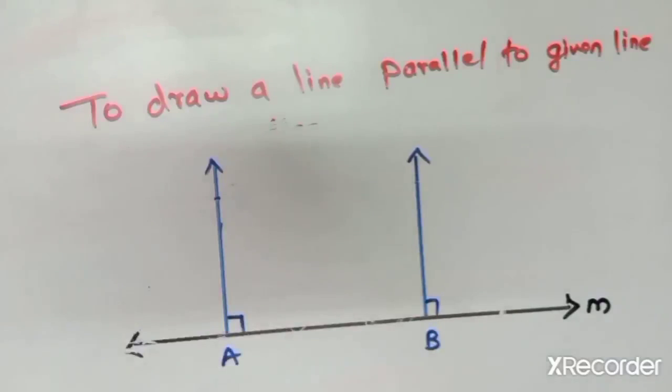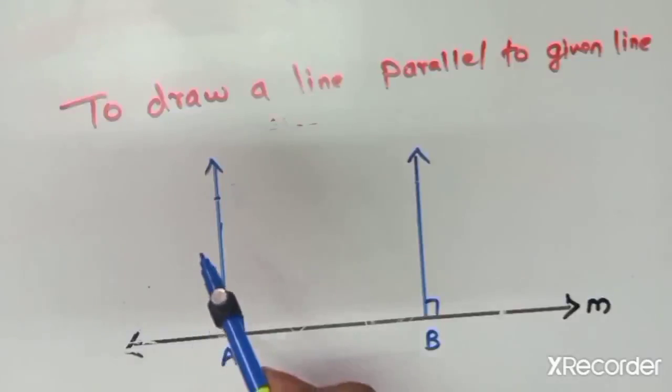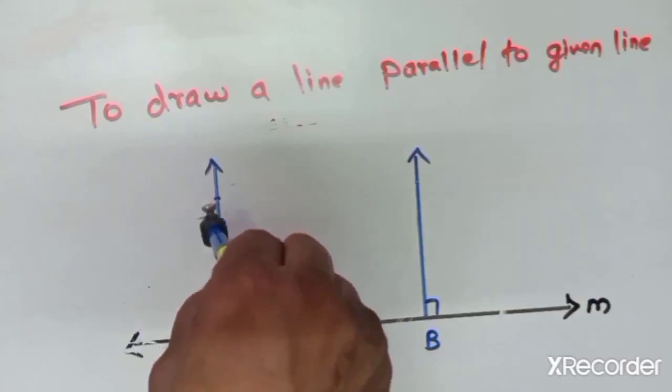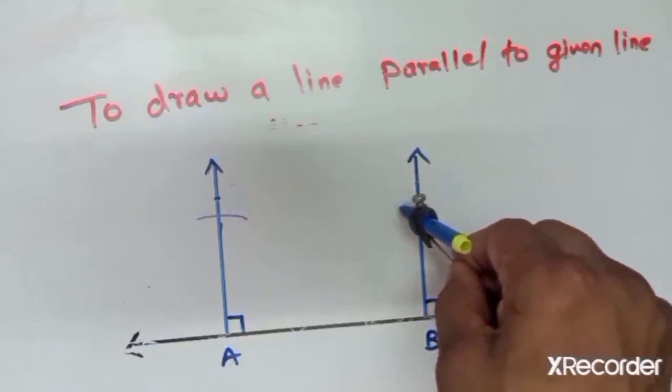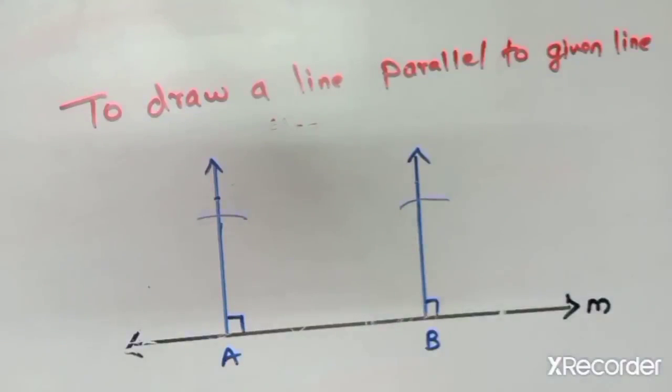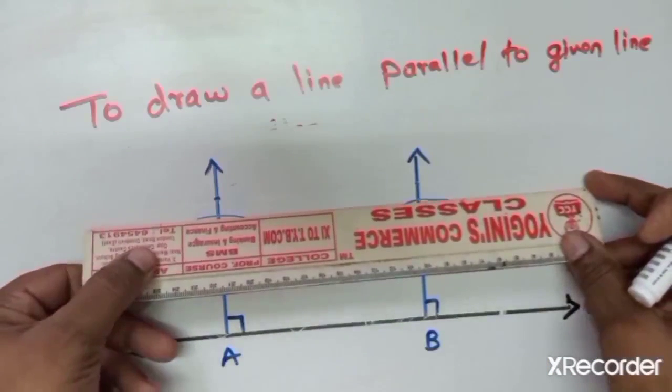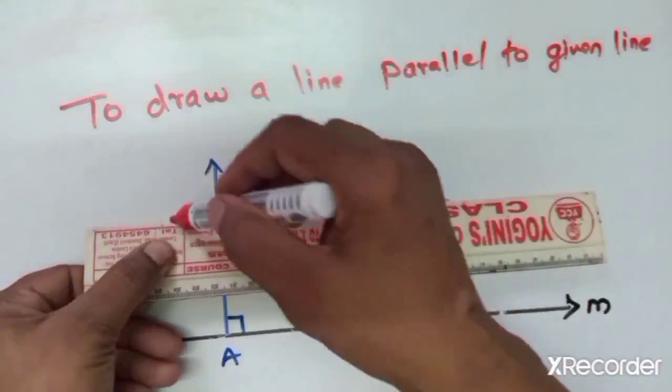Okay, and by taking that much distance from point A, draw an arc. Similarly from point B also, keeping the same distance of 3 cm, draw an arc. Now let us draw a line passing through both of these arcs, or the point of intersection of the arcs. On this ray we are going to draw a line.